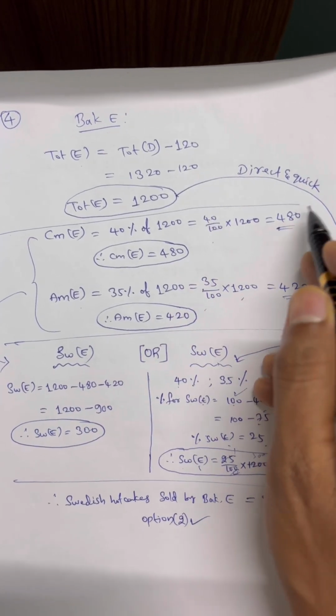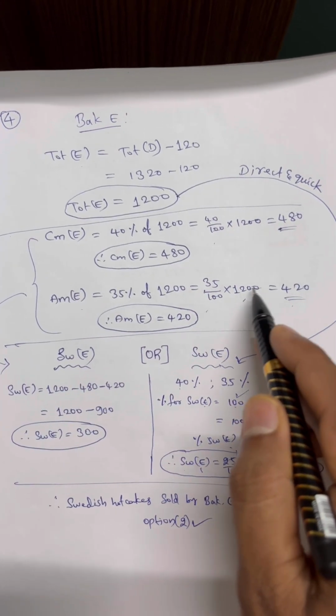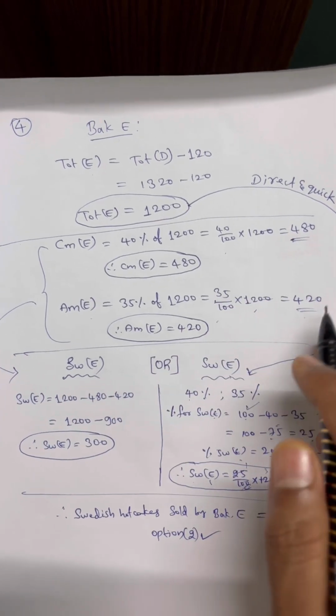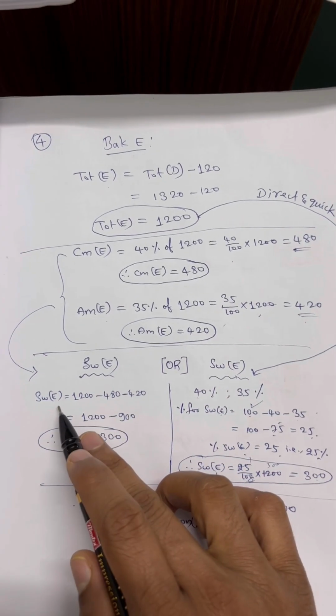12 4s are 48, and 0, so 480. Here also two zeros. 12 5s are 60, 6 will be carried. 12 3s are 36 plus 6, 420. Okay, 480 and 420. And Swedish you can do like this also.